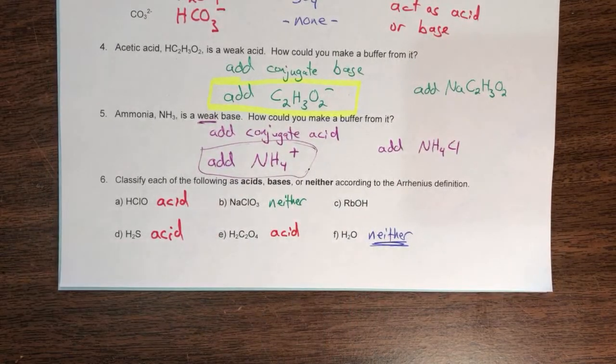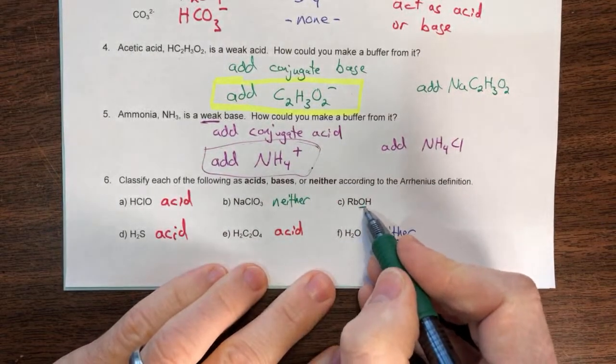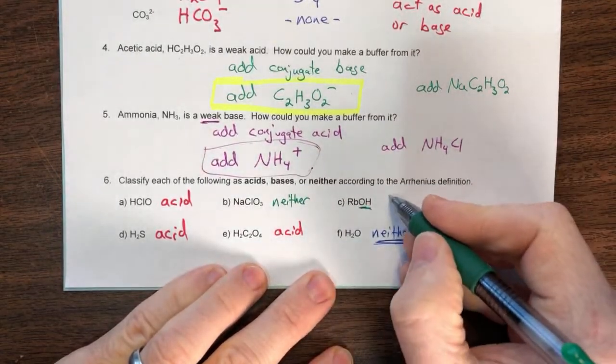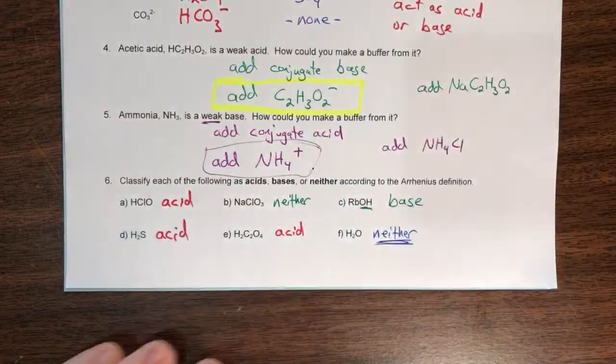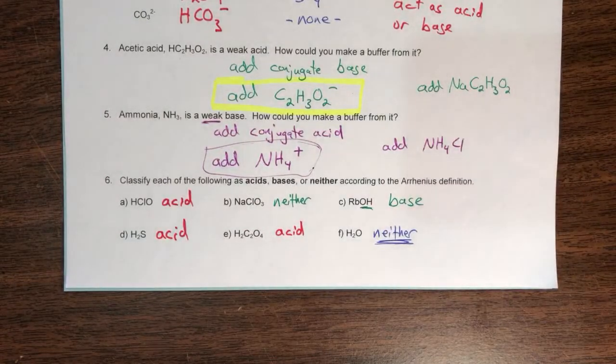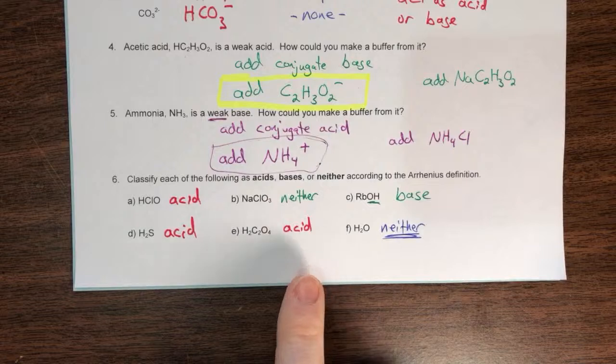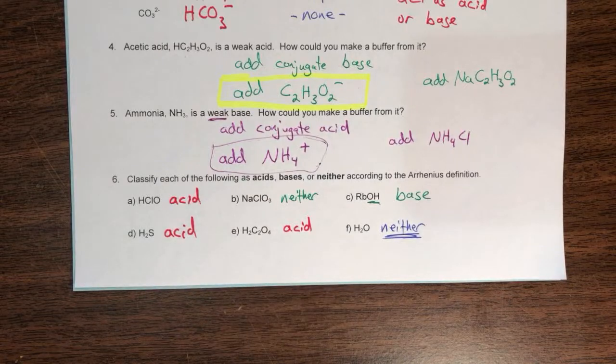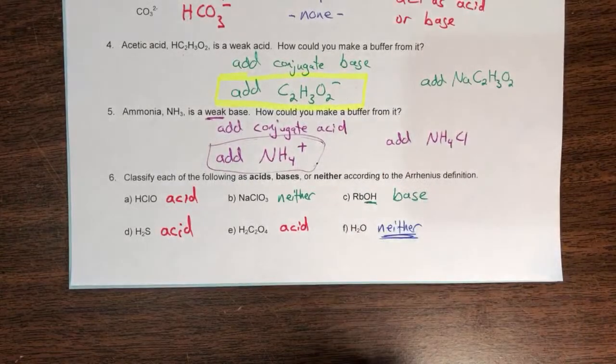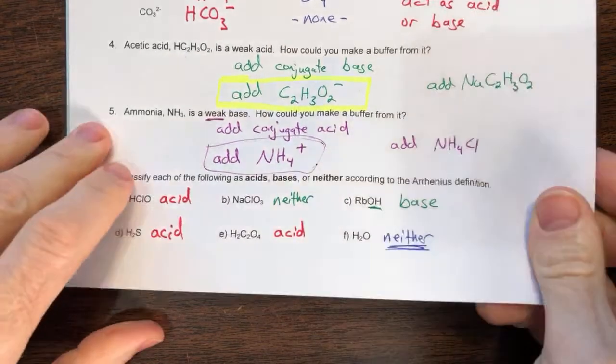And then rubidium hydroxide, you can hear it right in the name, or you can see it right there. That OH is a hydroxide, and so this is going to be a base. All right, so that's Arrhenius, straightforward. Just look at the formula. You can tell whether it's an acid or base. Any questions on that? You will definitely have a question like this in the test. Next up, next page, let's get to it.